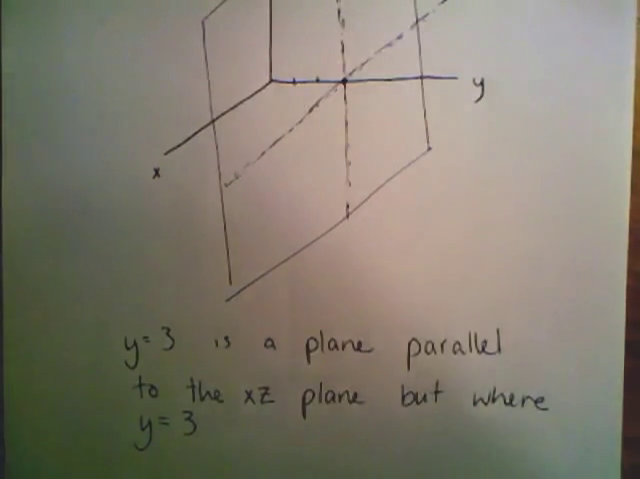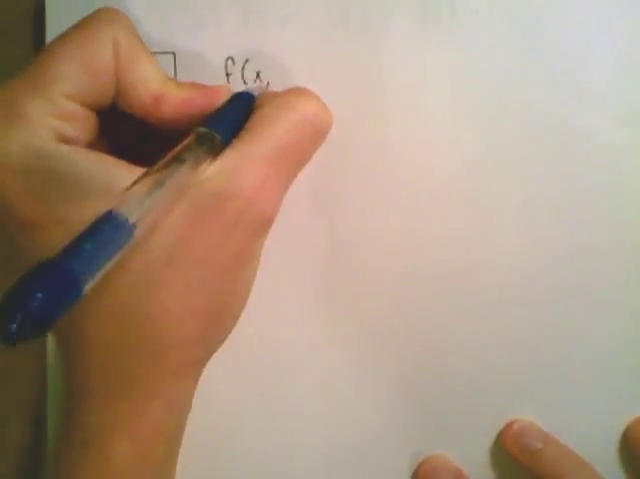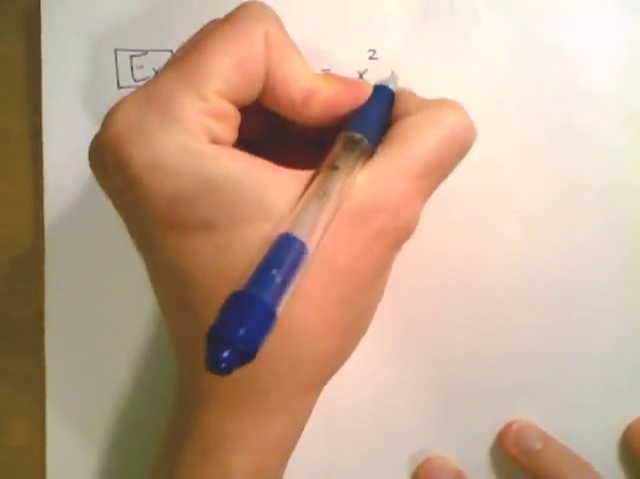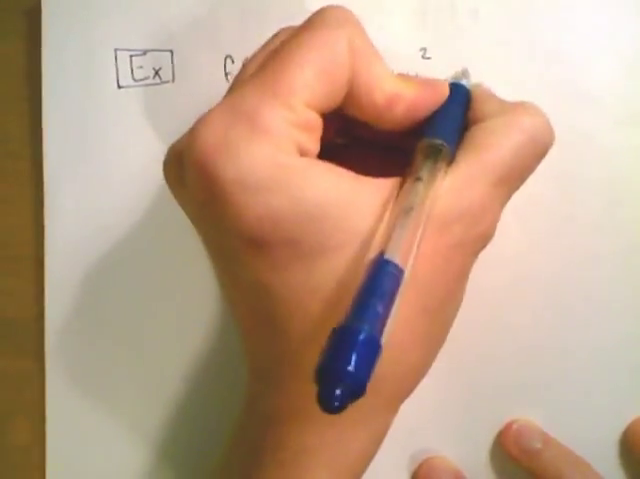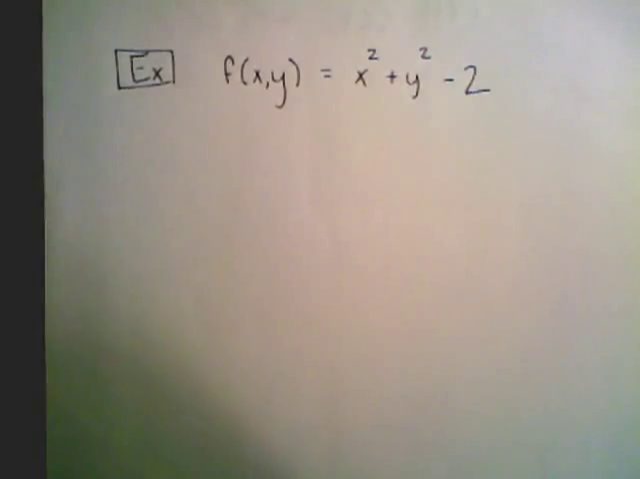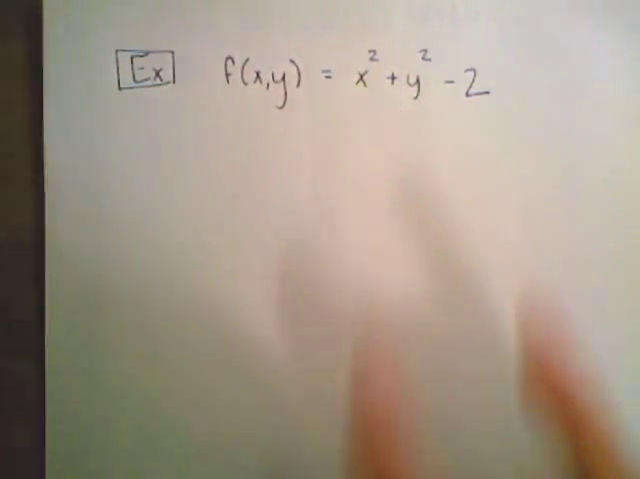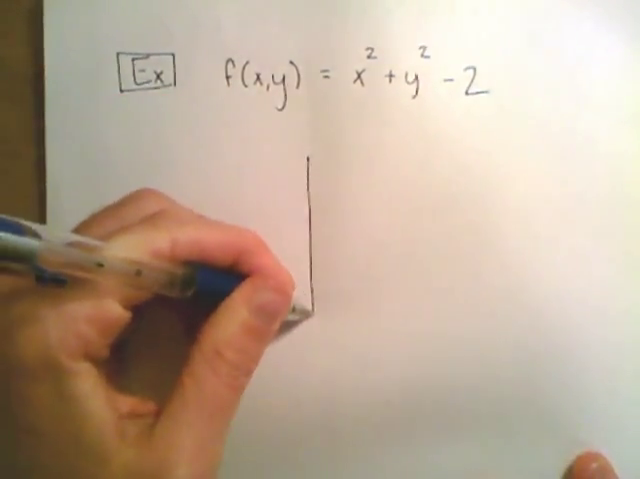This is necessary to be able to talk about our next tool in visualizing 3-dimensional or multivariable functions. Our next tool is to talk about vertical and horizontal traces. So let's start just by diving into an example. Let's say that we have a multivariable function given by f of x, y is equal to x squared plus y squared minus 2.